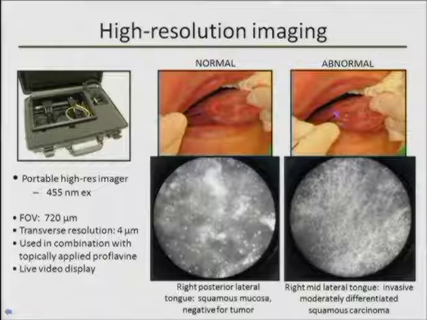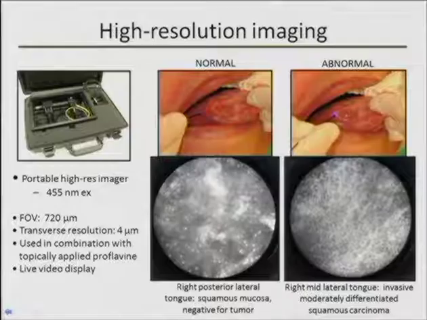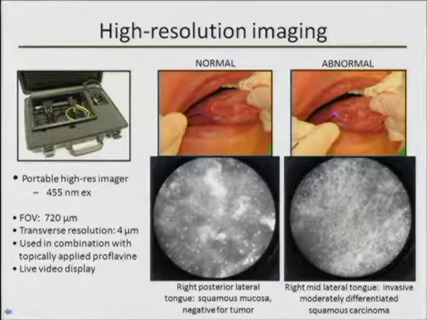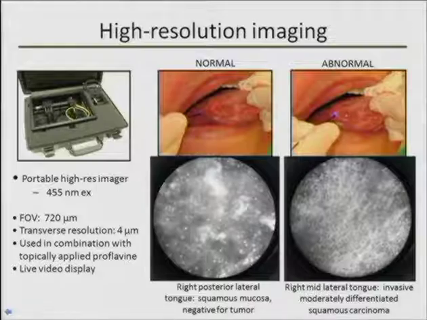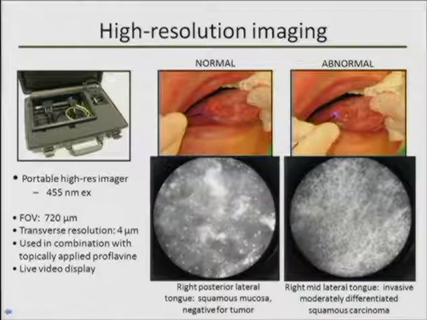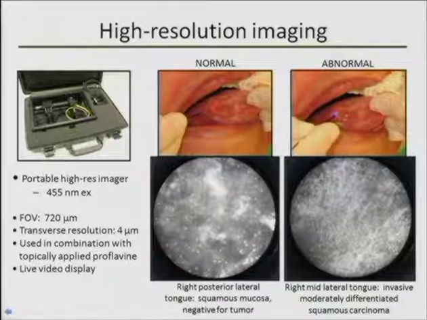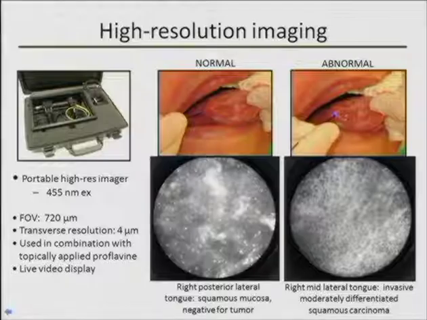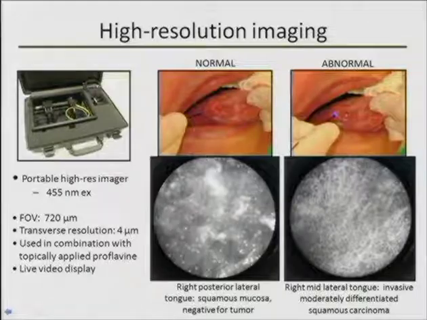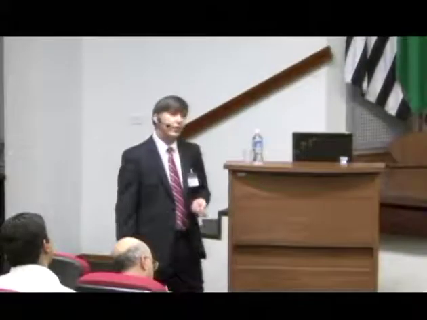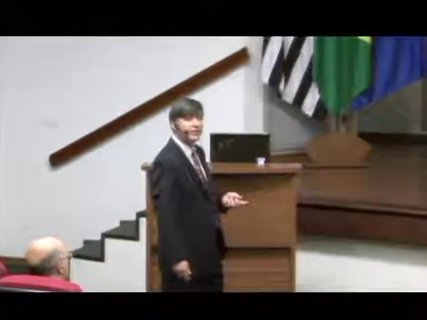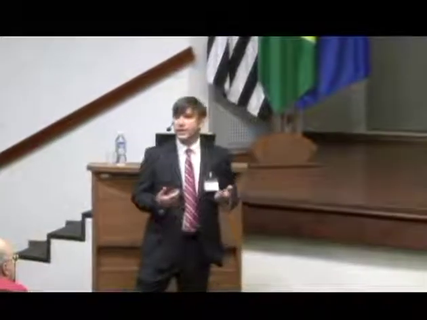The third modality that I'm going to discuss is high-resolution imaging. This is another fiber optic probe-based technique, and in this case, we're using 455 nanometer excitation. The field of view of this probe is 720 microns, or depending on the particular probe bundle that you use, you can have different sizes. And the transverse resolution is about 4 microns. And we use this in combination with a topically applied contrast agent called proflavin. Proflavin is a fluorescent dye that highlights nuclei, and so the nuclei appear bright in the image.